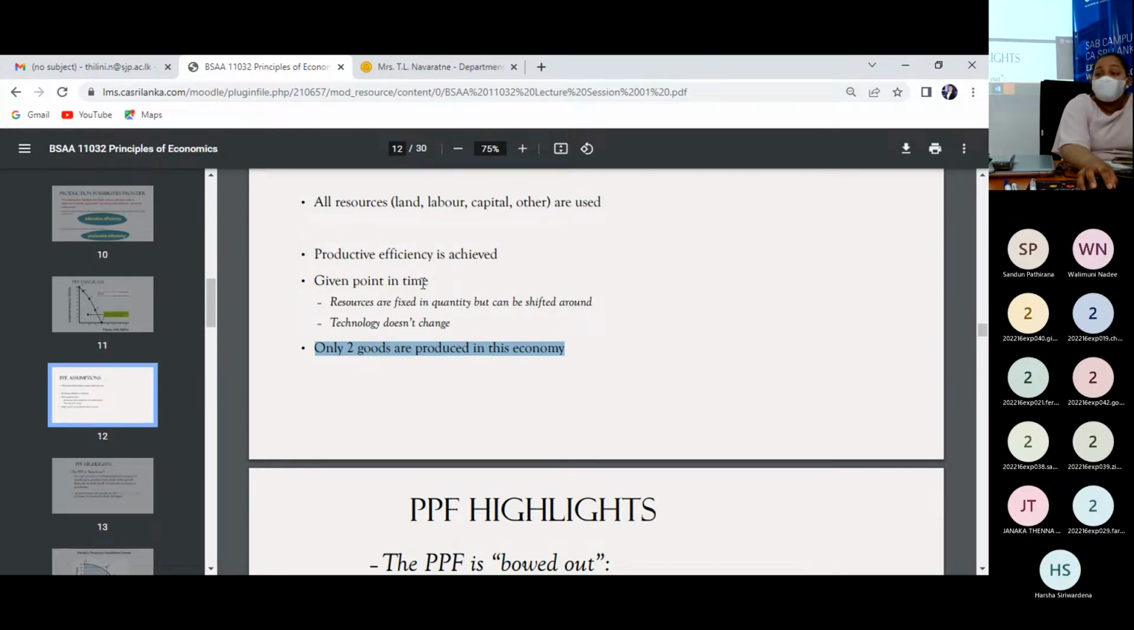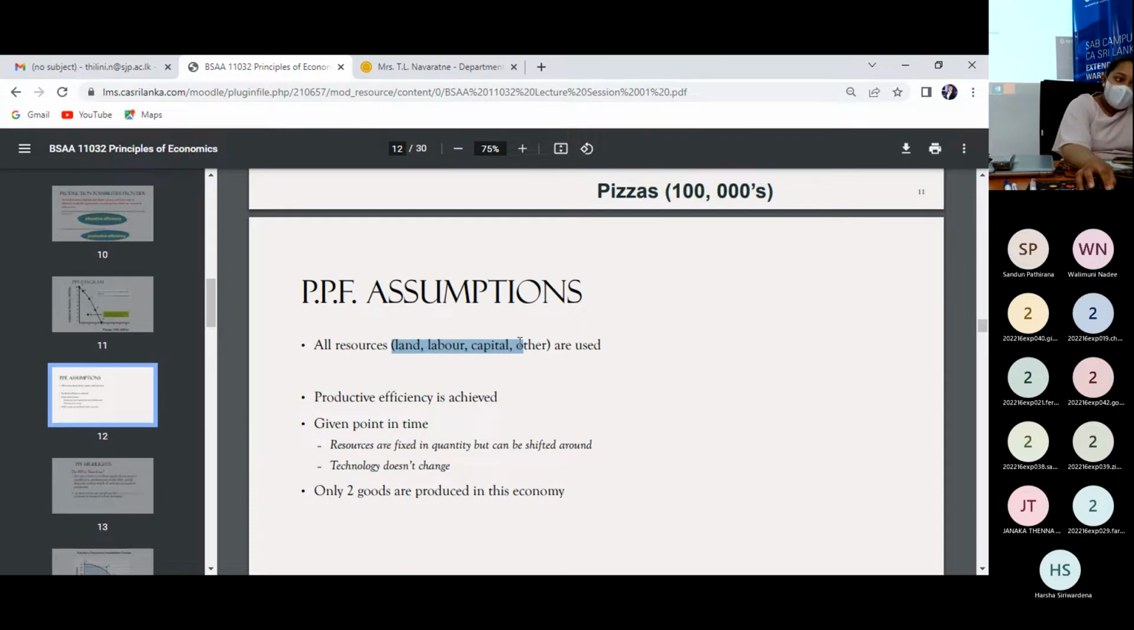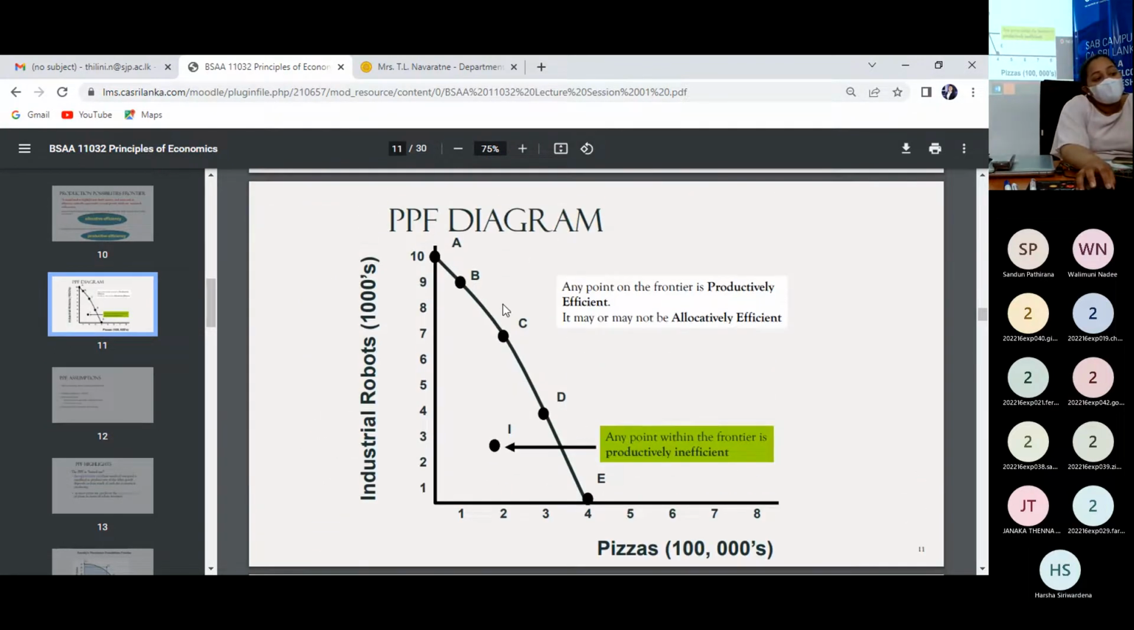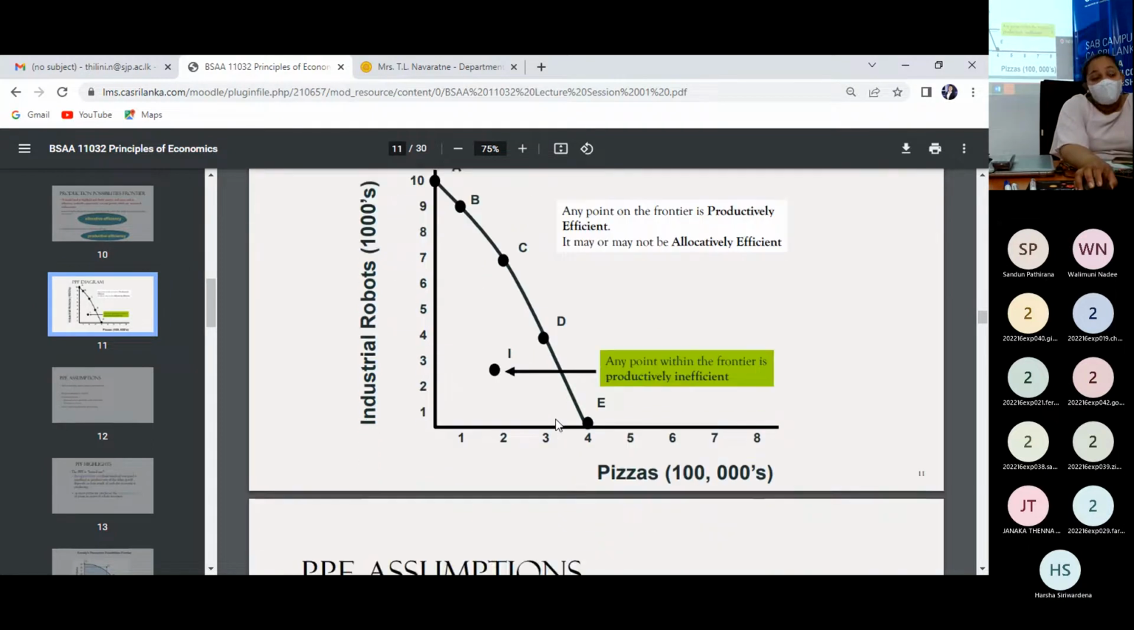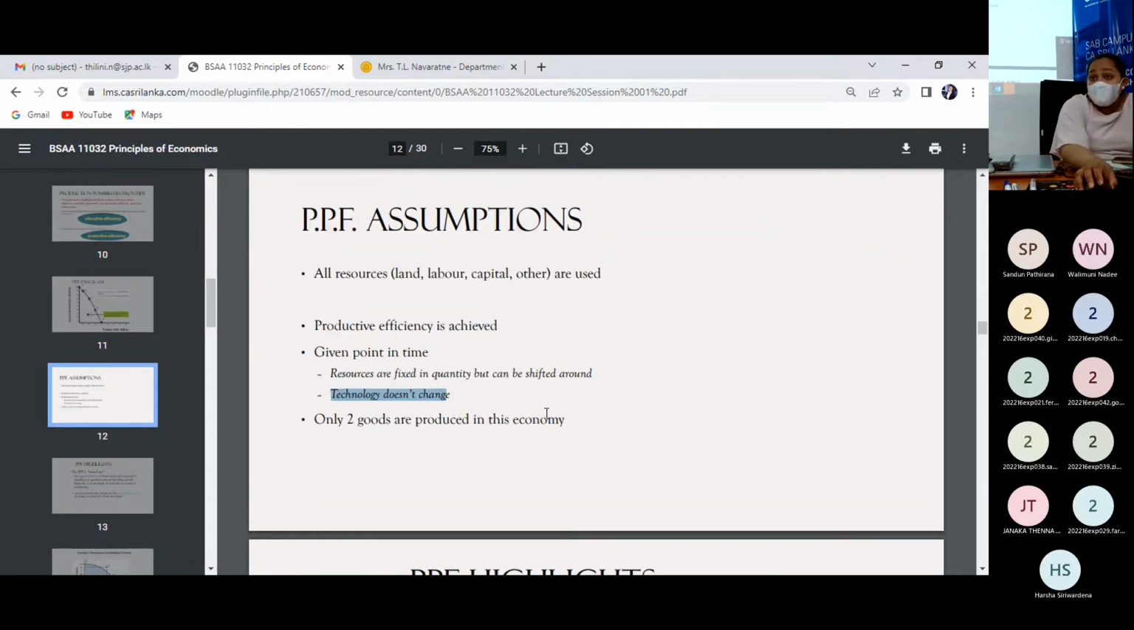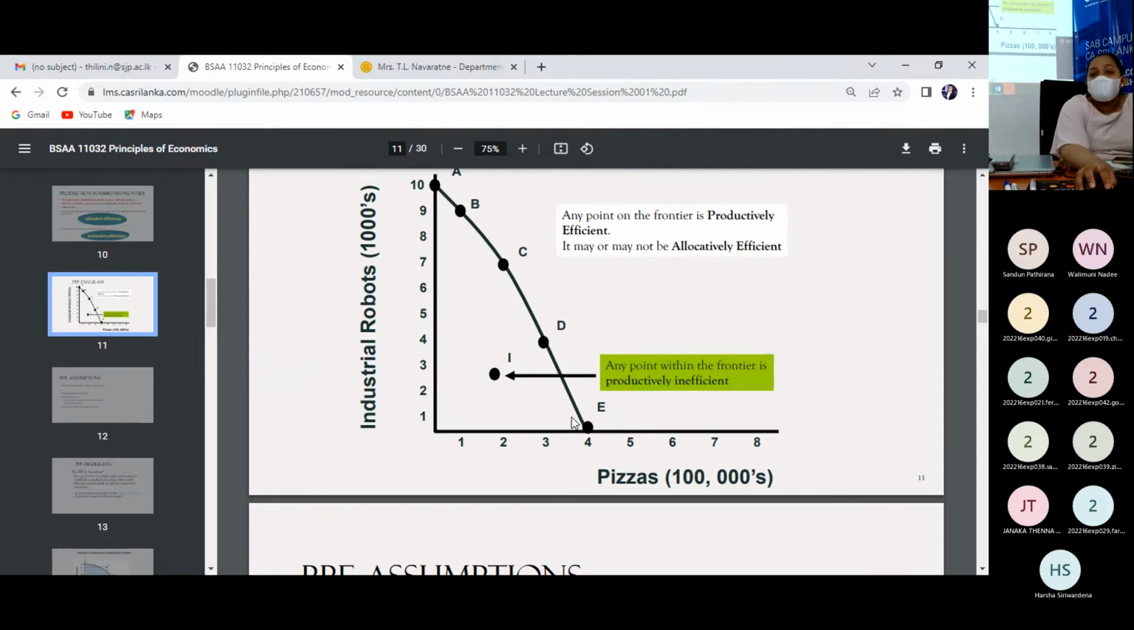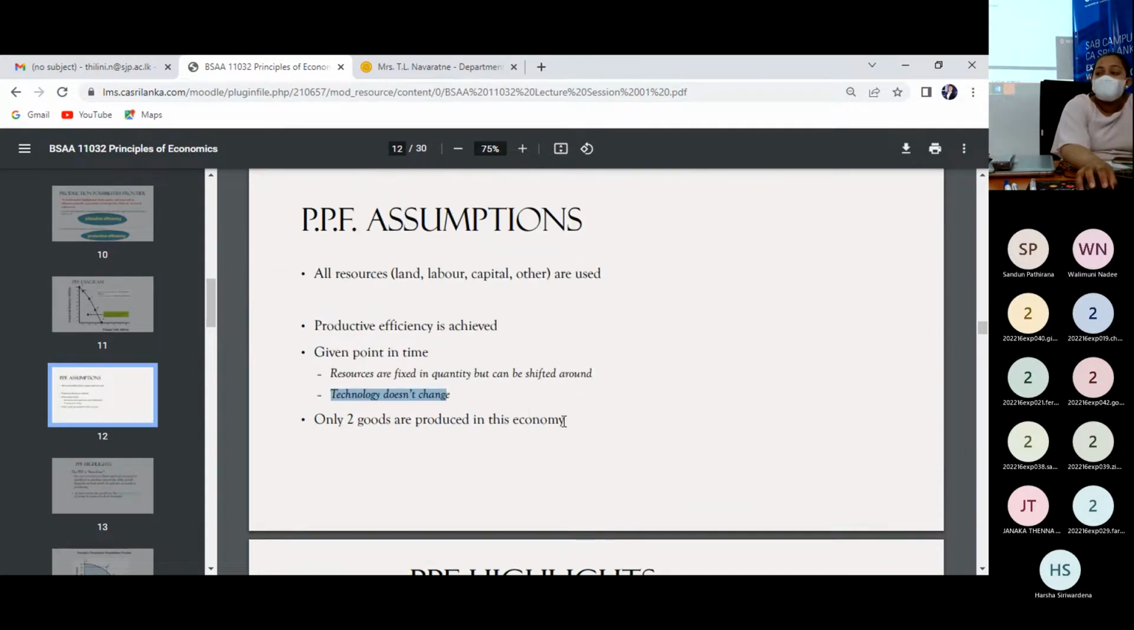And at one given point of time, we are talking about one given point of time, the resources that we have here, we assume that they are fixed and they are not changing. And also, we assume that the technology doesn't change. If technology changes, this context will be different. So remember these key assumptions. The production possibility concepts that I'm going to discuss now are going to be based on these assumptions.